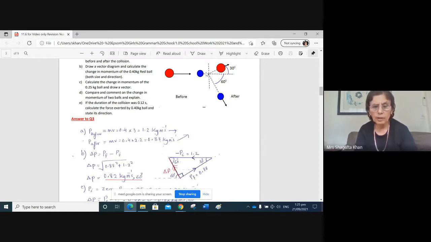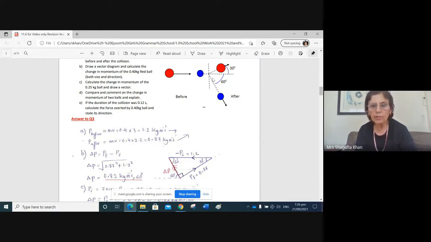So let's first of all, if we have to calculate the change in momentum of the red ball, before we do that, why does the momentum of the blue ball change from 0 to a certain value? It is because during the collision, this ball applies a force on that one. At the same time, this ball will be applying a force in the opposite direction, because according to Newton's third law, action and reaction forces are equal. So the change in momentum of this ball happens because there was a force acting on it. The change in momentum of this ball happens because there was a force acting on the red ball because of the collision with the blue ball. So that's why the momentum changes.